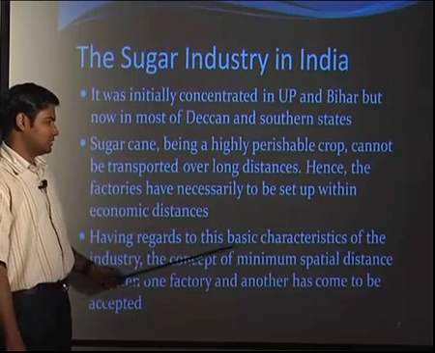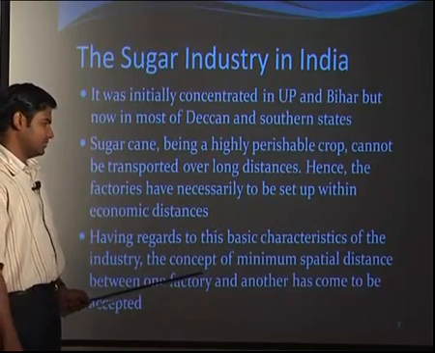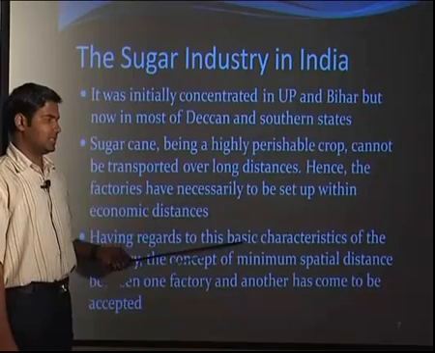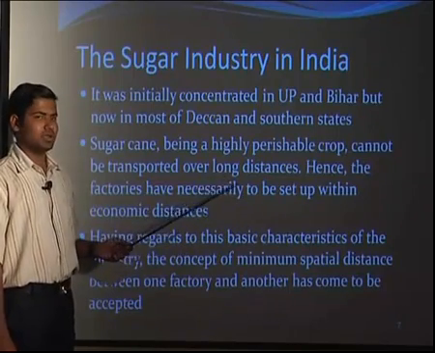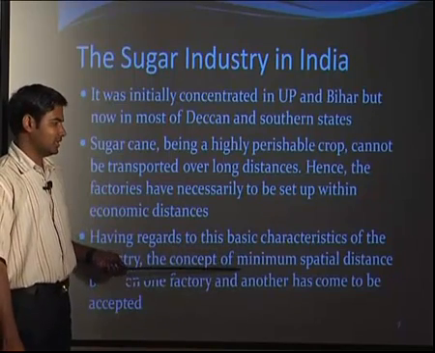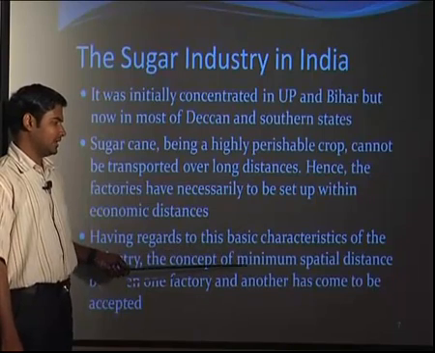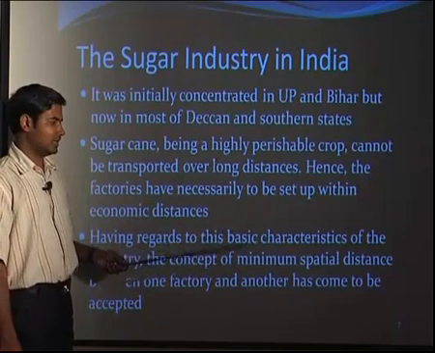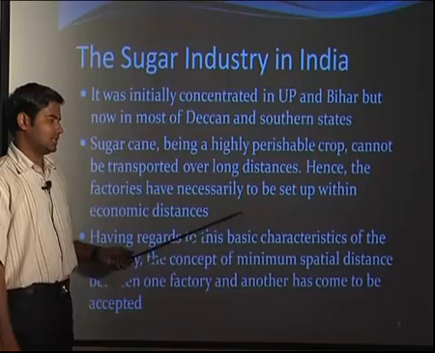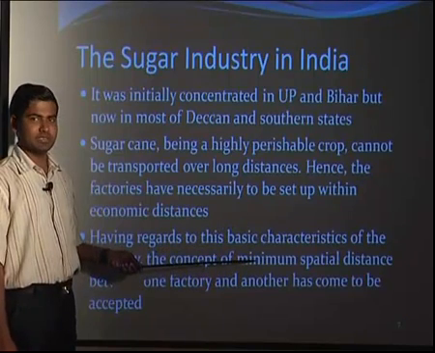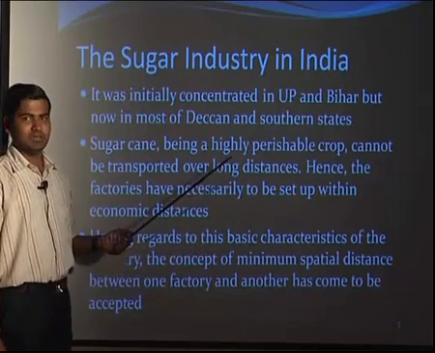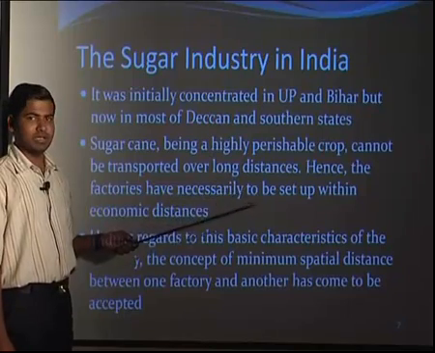Having regard to these basic characteristics of the industry, the concept of minimum spatial distance between one factory and another has come to be accepted. Within an area where sugarcane production is very high, there may be more than one or two factories. Wherever there are crops, you can find multiple sugar factories, but they have to maintain some minimal spatial distance in order to avoid competition between them. So this is an industry that is set up very near to the raw material.